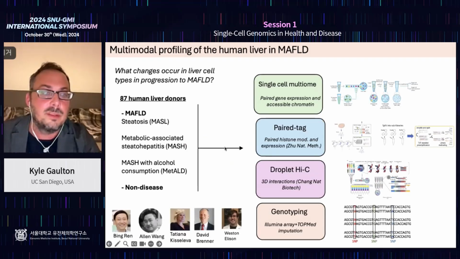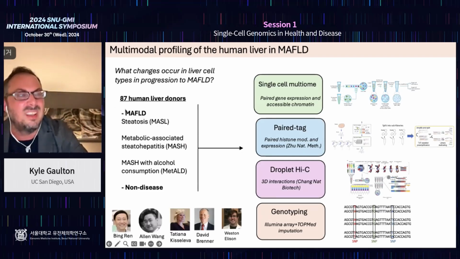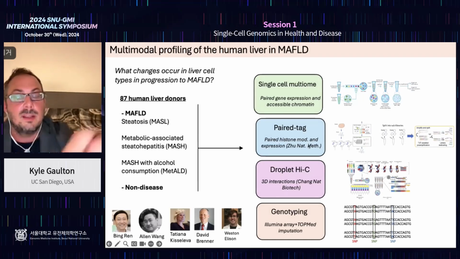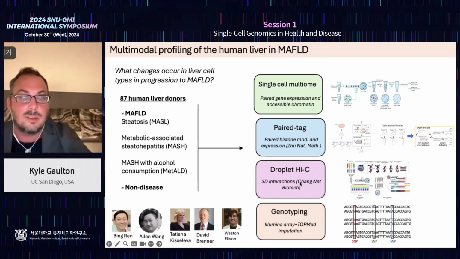So that's what we're aiming to get at in this study, which is single cell profiling of the liver in non-disease and MAFLD. Here we have about 90 donors across non-disease and different levels of severity of MAFLD, where we do single cell multiome assays, as well as paired tag, histone, and gene expression, and droplet Hi-C, which are 3D interactions, as well as genotyping on all 90 donors.